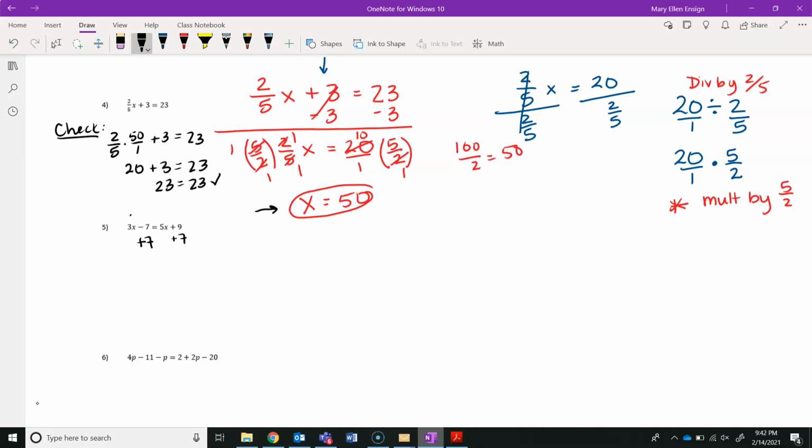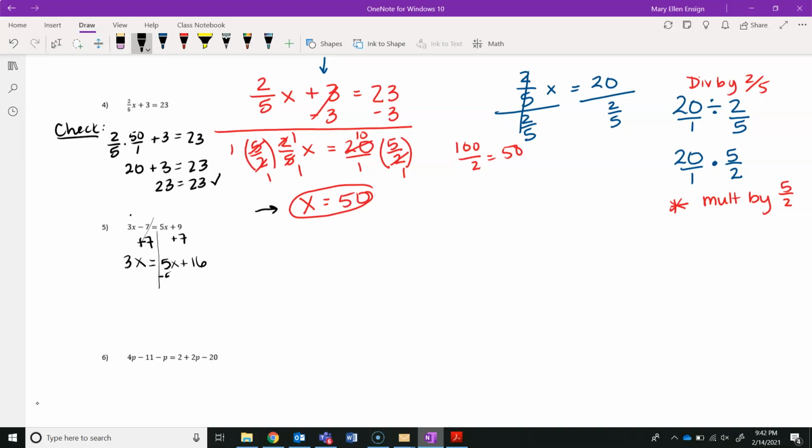Now sometimes people like to put a little line down here from the equal sign to remind themselves that whatever they do to one side of that equals, they have to do to the other. So then these are going to cancel out. So we get 3x equals 5x plus 16.